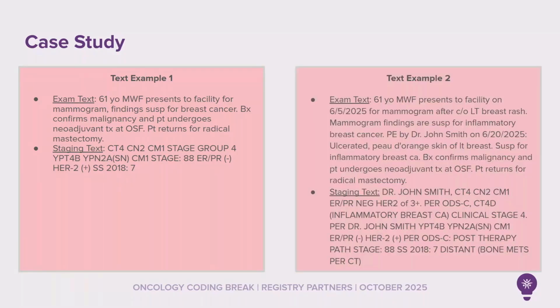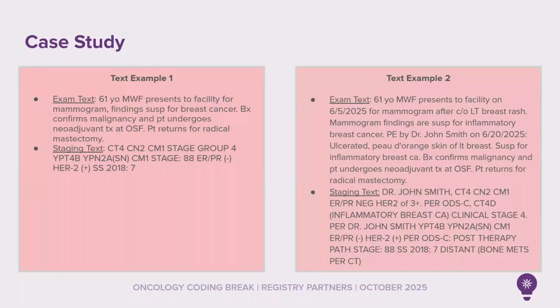Let's review text example 2. Exam text: 61 married white female presents to the facility on 6/5/2025 for a mammogram after complaints of a left breast rash, swelling, induration, and nipple inversion. Mammogram findings are suspicious for inflammatory breast cancer. Physical exam by Dr. John Smith on 6/20/2025 shows ulcerated, peau d'orange skin of the left breast, suspicious for inflammatory breast cancer. Biopsy confirms malignancy, and patient undergoes neoadjuvant treatment at the outside facility. Patient returns for the radical mastectomy.